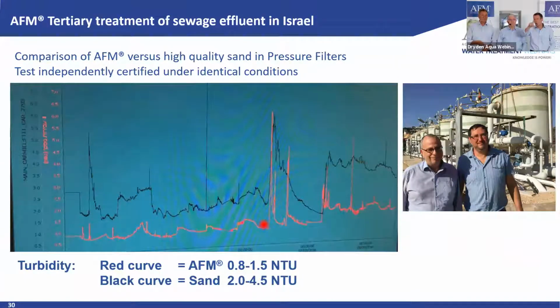You see a couple of spikes there. This is when the turbidity meters, the sensors, blocked. So you have these on sand and you have these on AFM. Very good performance, a factor of 3 better compared to sand. Unfortunately, in this project, they didn't move forward with it because their sand was good enough in this case.